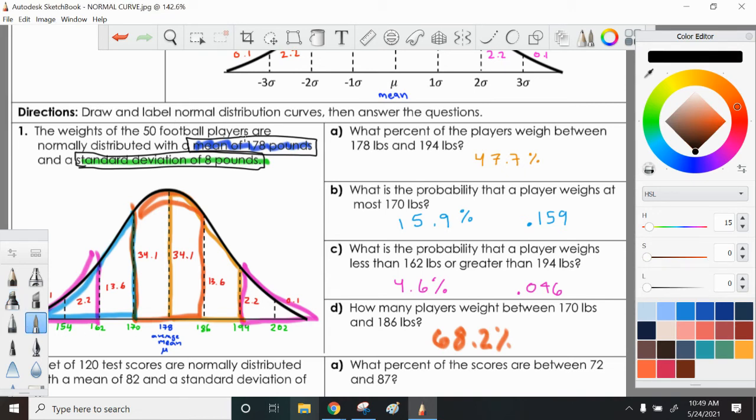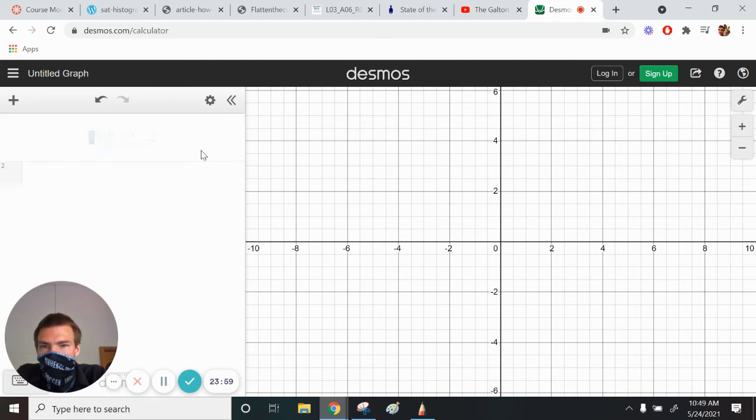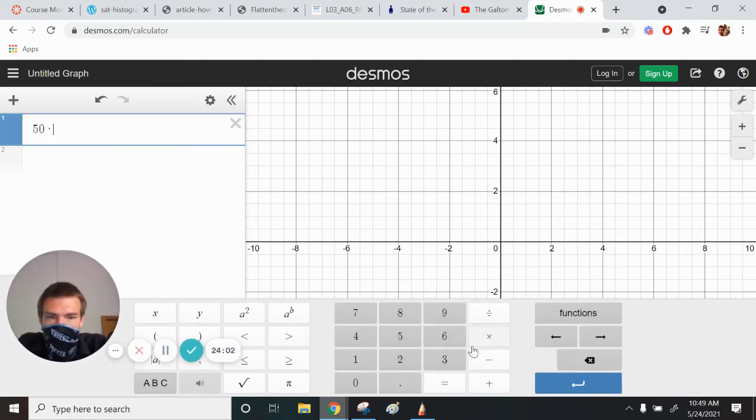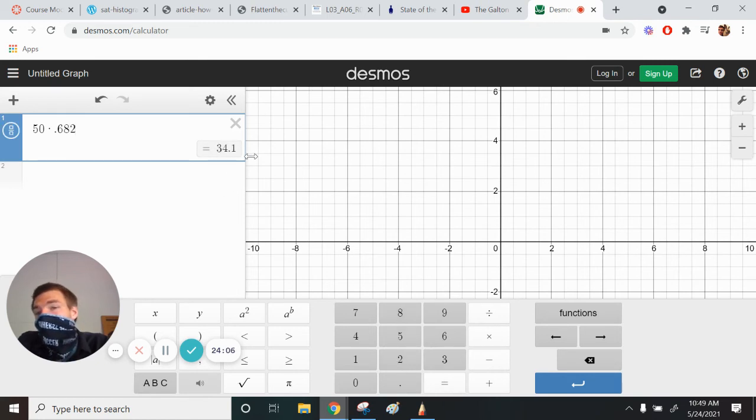Now, that is when we're going to have to go back and look at this 50, okay? Because there's 50 total players. We're going to need 68.2% of 50 in order to get our answer, okay? Now, how can you calculate 68.2% of 50? One of the easiest ways to do it is to do 50 times the probability, so 0.682. That's probably the easiest way to do it. I'll go to Desmos. Pull up my bar here, 50 times 0.682, and I'm seeing that 34.1 of the kids is there.